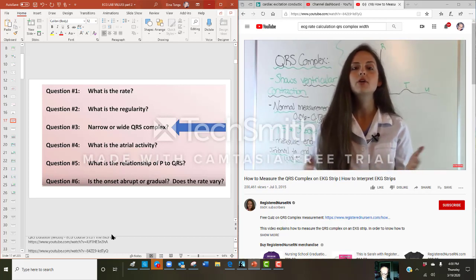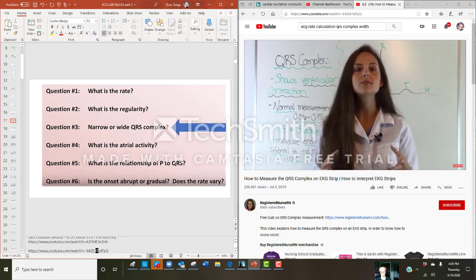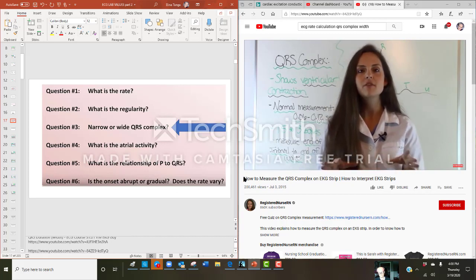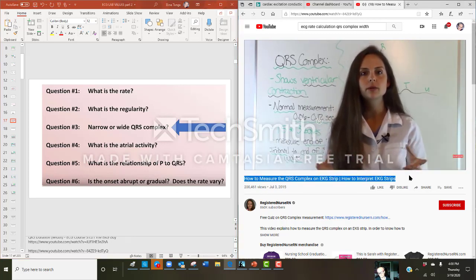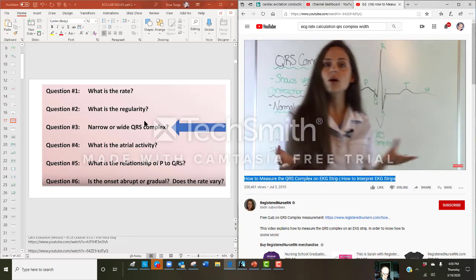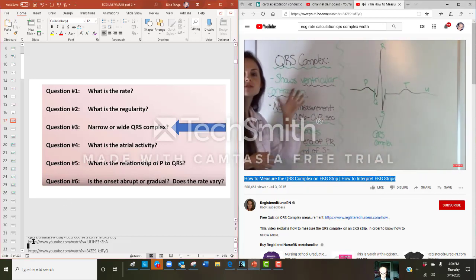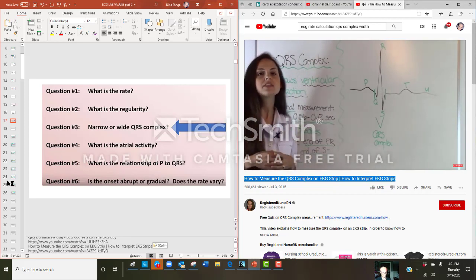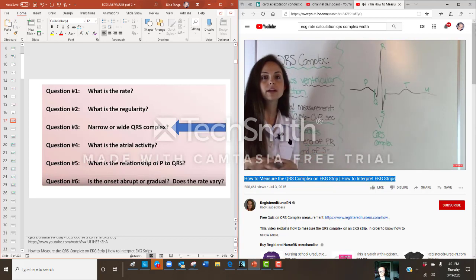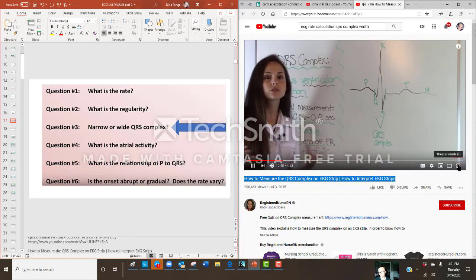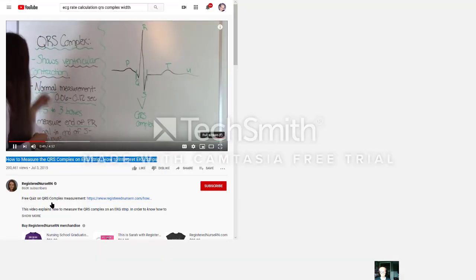So today I'm going to go over a quick tutorial and show you how to measure the QRS complex. But first, let's lay the foundation and talk a little bit about the QRS complex. So what does the QRS complex represent? The QRS complex shows ventricular contraction. This is when your ventricles are contracting, and on the EKG monitor, it's showing up as a big spike on the EKG strip, which is the electrical conduction system of your heart.